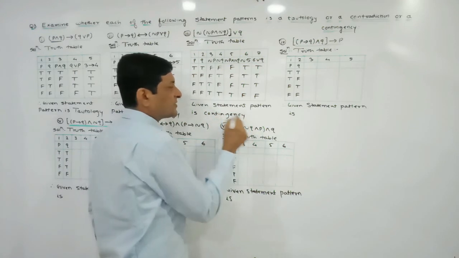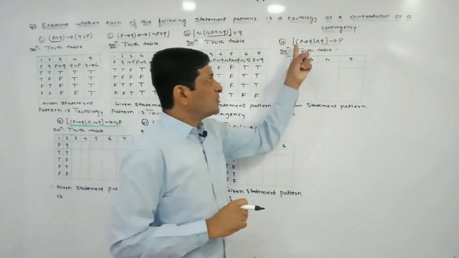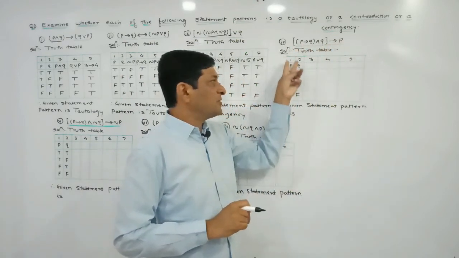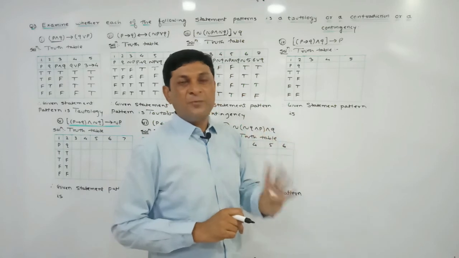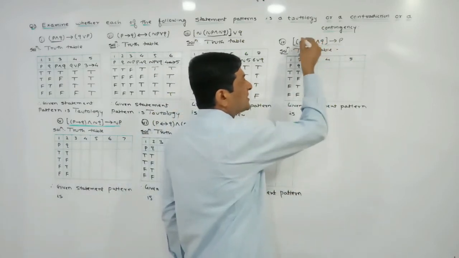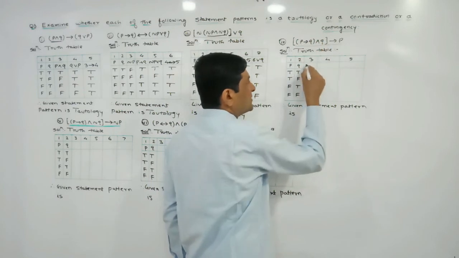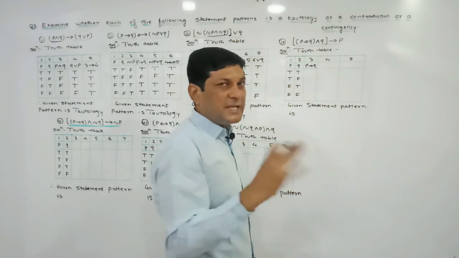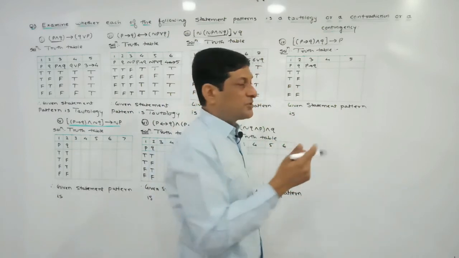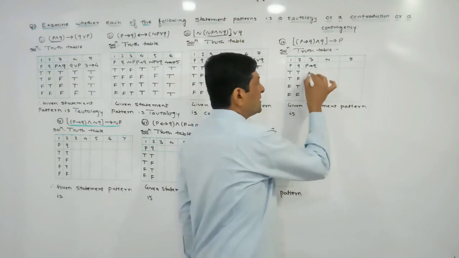Now let us see the next example. In this case also two letters appear, P and Q, meaning only two statements are under consideration. So here we will get 4 different possibilities of truth values. Now to find the truth value of this statement, first we have to find P implies Q. In case of implication, we know that when TF appears, at that time implication is true. Sorry, implication is false, otherwise true. So here TF is not there, so true.